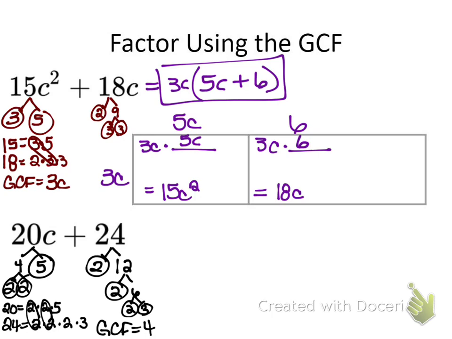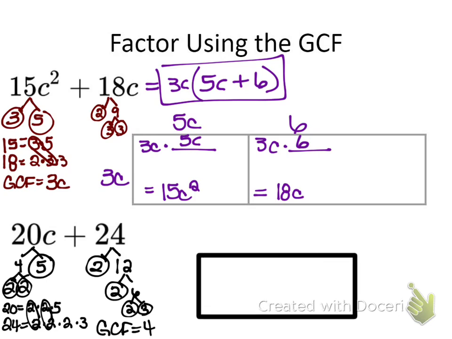Now how would I draw this area model? Are you talking about draw the box? Mm-hmm. 2 boxes, because I have 2 terms. Okay. Then what? The area is 20c and 24. What else do I know about it? I know the greatest common factor represents one on my area model. The height. What's my height? 4. So now we're finding the length.